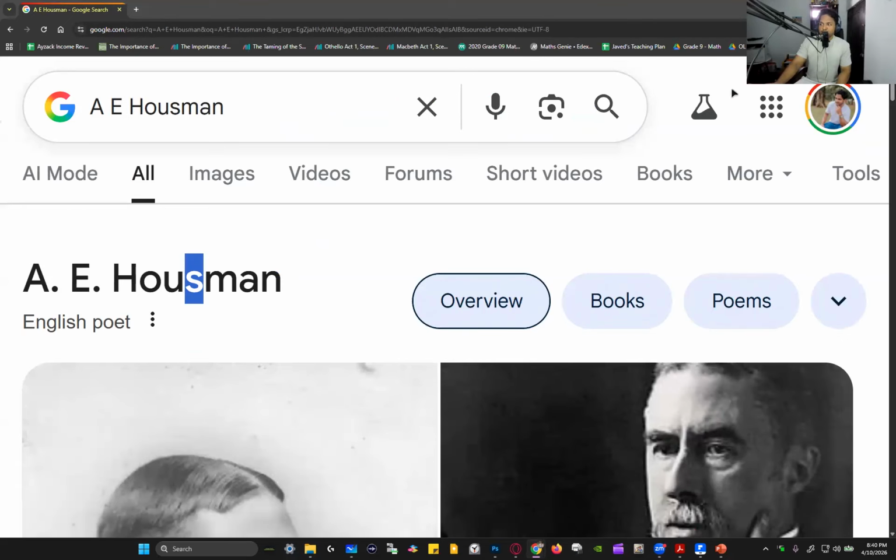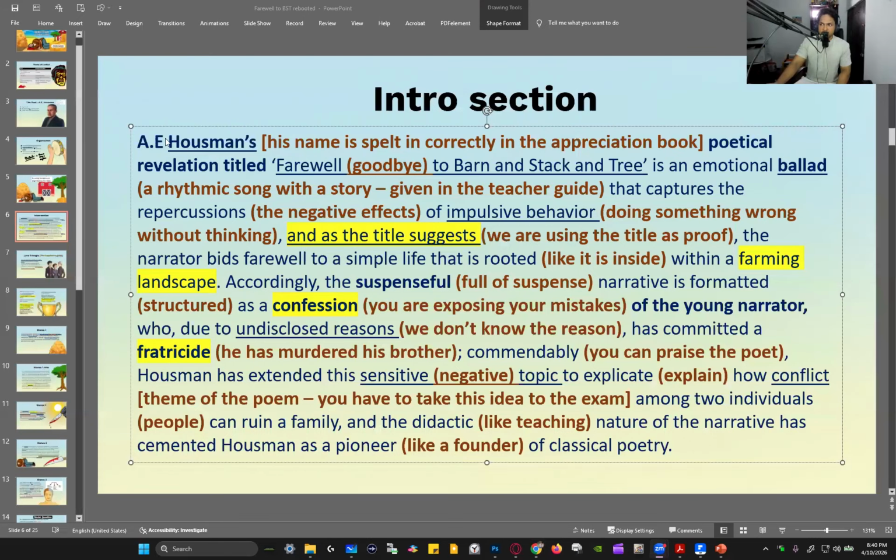So now we're going to take a look at the intro section. A.E. Housman's poetical revelation titled Farewell to Barn and Stack and Tree. Look at the spelling: 'and' is repeated twice. Not Farewell to Barn, Stack and Tree. It is Farewell to Barn and Stack and Tree, an emotional ballad.